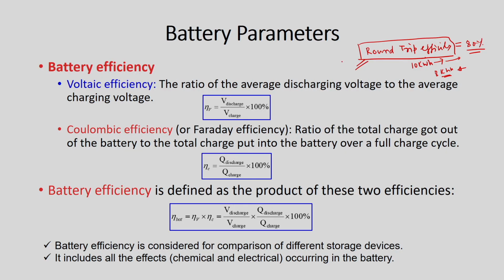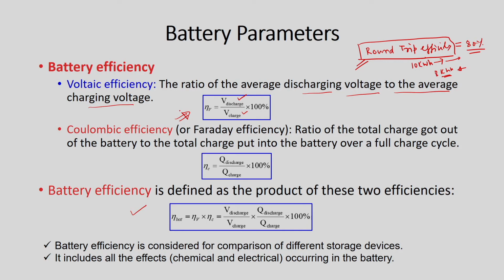In case of a battery, this round trip efficiency is connected with voltaic efficiency and Coulombic efficiency. Then finally, we will have a combined efficiency, which is called battery efficiency, and that takes care of this round trip efficiency, right. So, what is voltaic efficiency? The ratio of the average discharging voltage to the average charging voltage. So, we know the discharging voltage and charging voltage, and that ratio will give you voltaic efficiency.